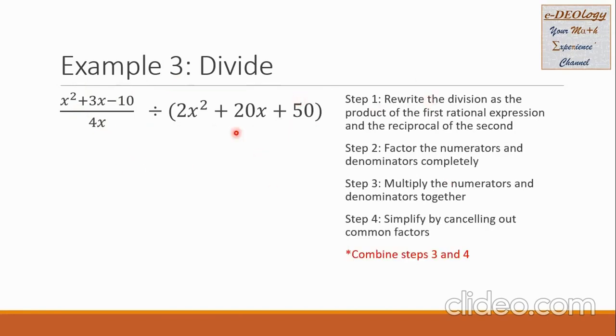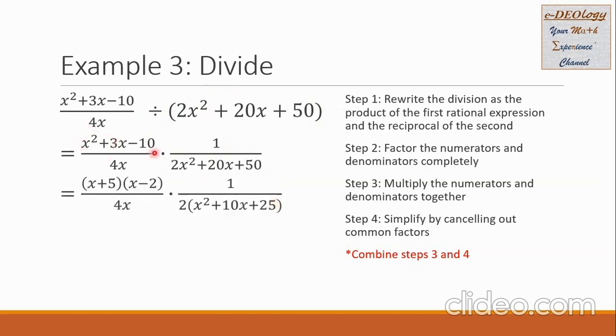I will begin with step 1. I will rewrite this again as the product of the first rational expression and the reciprocal of the second. So our problem now becomes the first rational expression and then times 1 over this polynomial, so the 2x squared plus 20x plus 50 is now in the denominator. I will go to step 2 to factor the numerators and denominators completely.